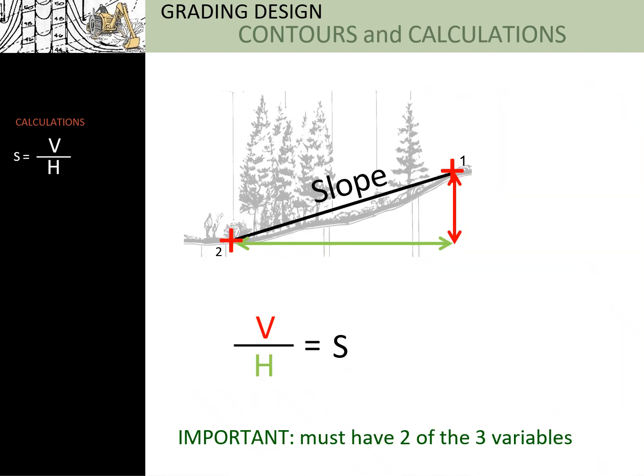Now let's get back to our formula and more calculations. We can see that there are basically three different variables in this formula: V, H, and S. In any calculation, you need at least two variables to find the third missing value.